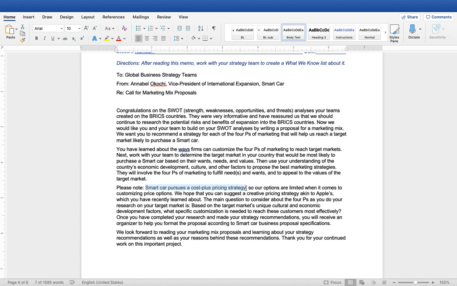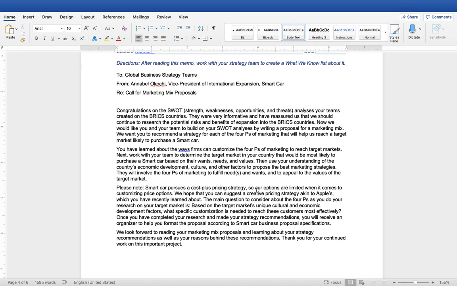However, that may or may not be the best strategy in the country you're going into. So don't feel that you have to stick to a cost plus pricing strategy in your assigned country just because Smart Car pursues it. That's what works here in the US. But remember, you're entering a new market. Maybe no one knows who the Smart Car is in that country. Well, you're going to have to earn the customer's trust and loyalty before you're able to set a price up to par with the competition.